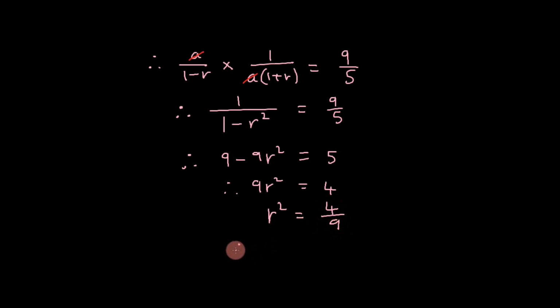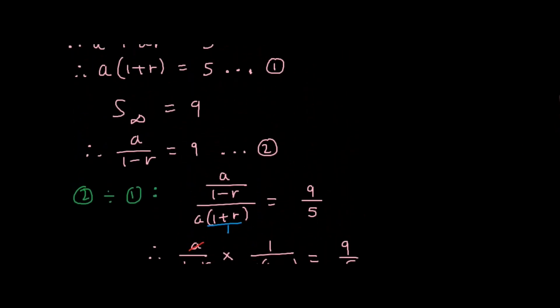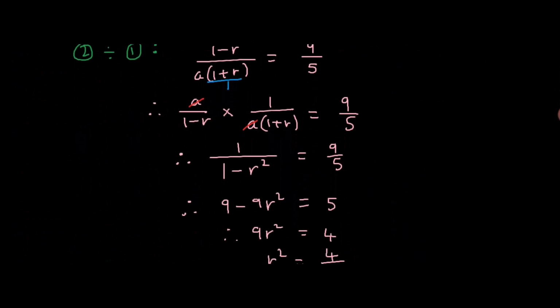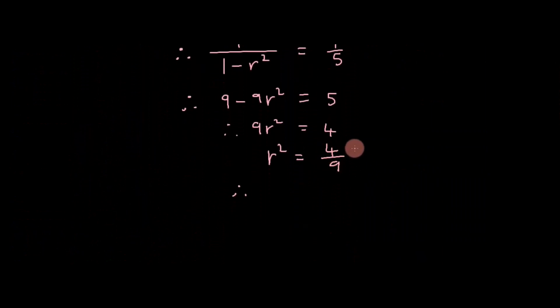So now we can get r by taking the square root on the right-hand side. But we are told that all the terms are positive, so when we take the square root on the right-hand side here, we can ignore the negative. So r will simply be positive the square root of 4 over 9, which is 2/3.